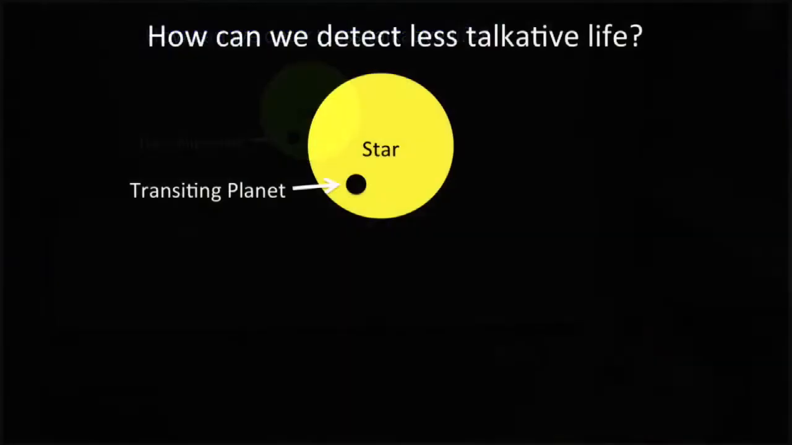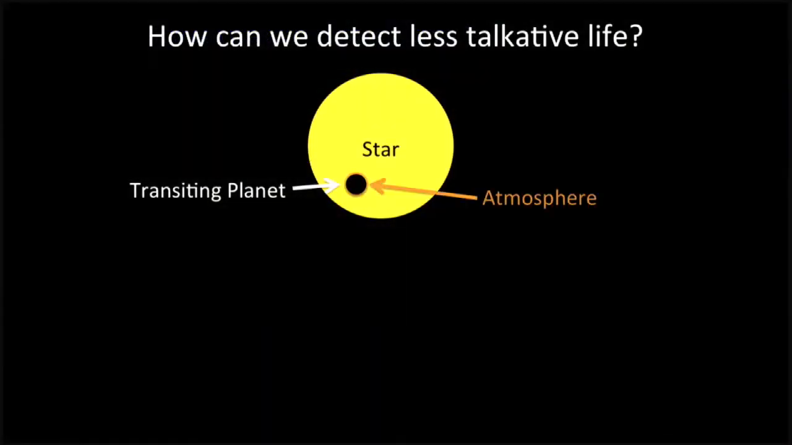As the planet crosses the star, if that planet has an atmosphere, which is the orange ring, some of the light from the star will pass through the planet's atmosphere. And anything in the planet's atmosphere, maybe oxygen or carbon dioxide, will leave a fingerprint on that light. And that means that we will be able to tell what's in the planet's atmosphere.